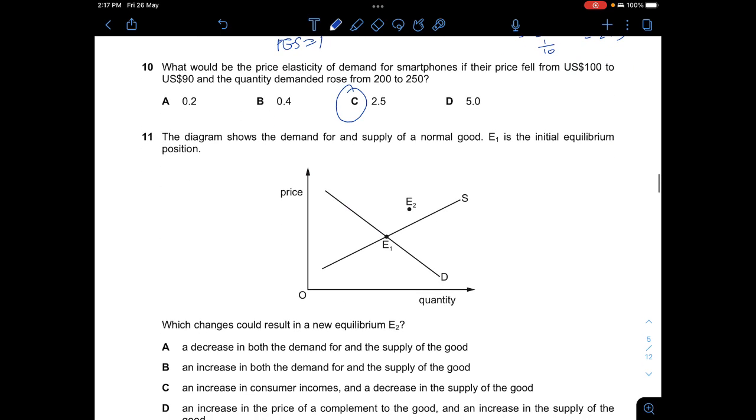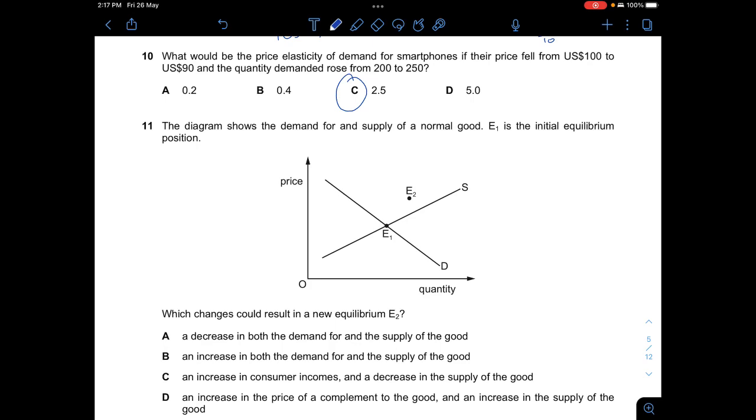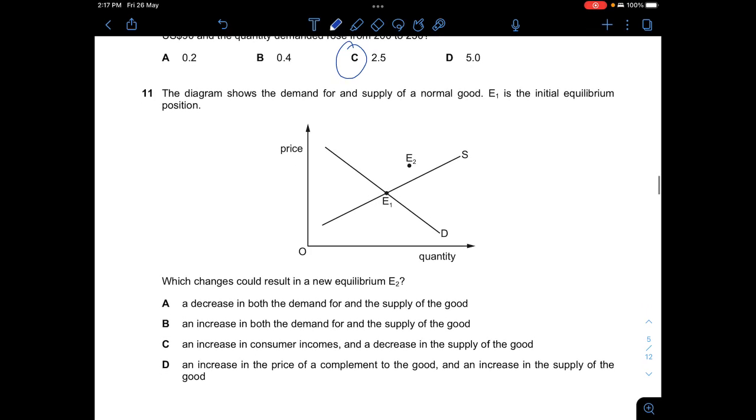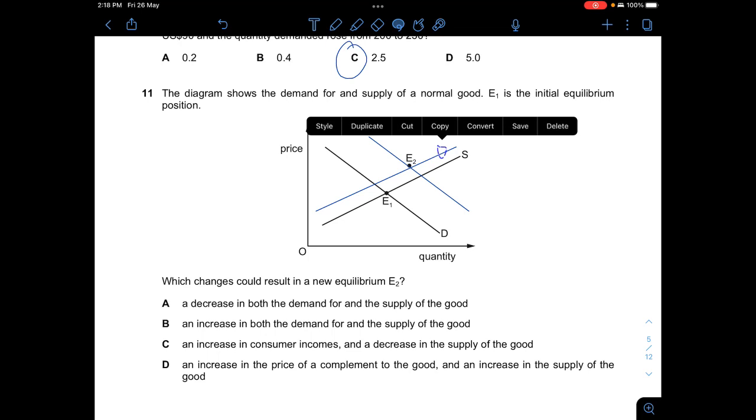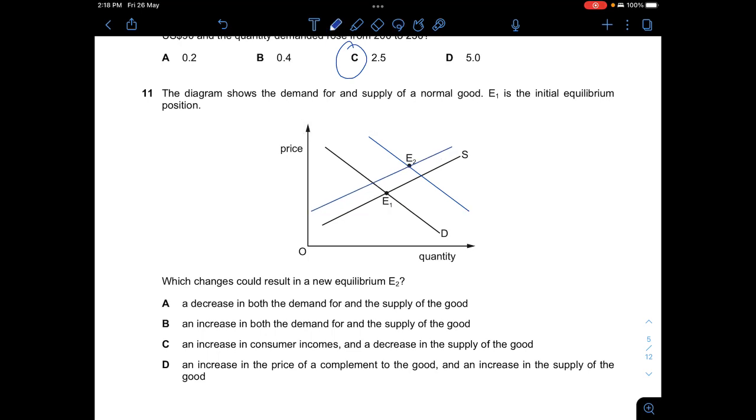Alright, and then question 11, the diagram shows the demand for and supply of a normal good. E1 is the initial equilibrium, and which changes could result in a new equilibrium E2? So this one you can see that clearly there will be a shift in the demand curve to the right, something like this. It looks something like this, roughly that. A shift to the right, and then a shift of the supply curve to the left, like this. So the shift of the supply curve to the left, a shift in demand to the right.